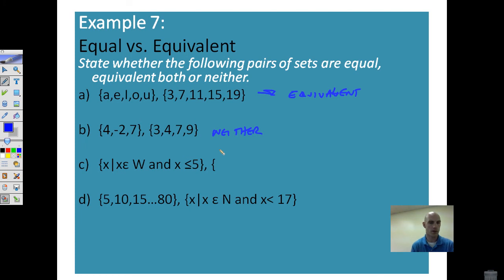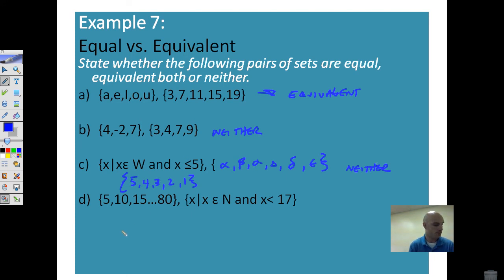Neither. What about if x is an element of the whole numbers and x is less than 5? And my second set was alpha, beta, gamma, delta. Okay. Well, these would be 5, 4, 3, 2, and 1. That would be the elements of the whole numbers that are less than 5 or equal to 5. And this would have 1, 2, 3, 4, 5, 6 elements. So this is neither. They don't have the same number of elements and they don't have the same elements.